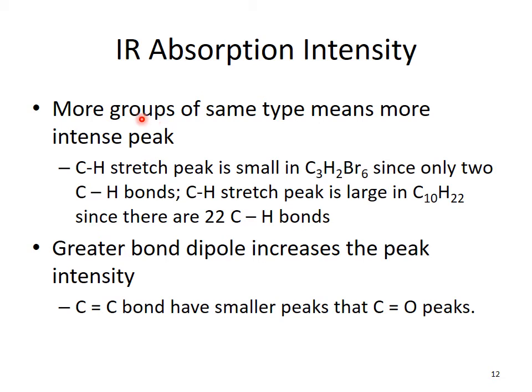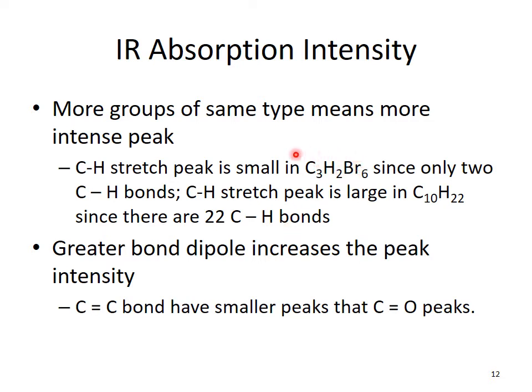The other thing that will cause a peak to become more intense is to have more bonds. So even though a carbon-hydrogen bond is not very polar, there are lots of them in most organic molecules, and so you'll have a pretty big peak. For instance, if you think back on the cyclohexane spectrum that you just saw, the carbon-hydrogen peak around 3000 was really, really intense, and that's because there were lots of carbon-hydrogen bonds.